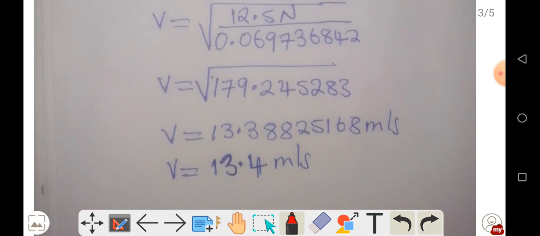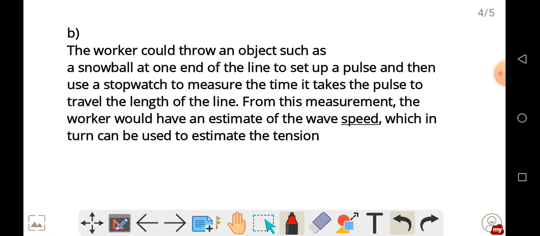So let's also look at question B. Question B is saying: if the tension in the line was unknown, describe a procedure a worker on the ground might use to estimate it.